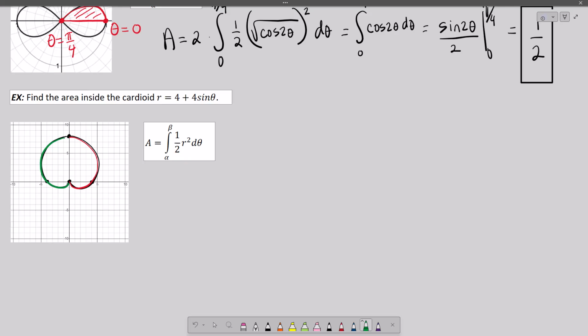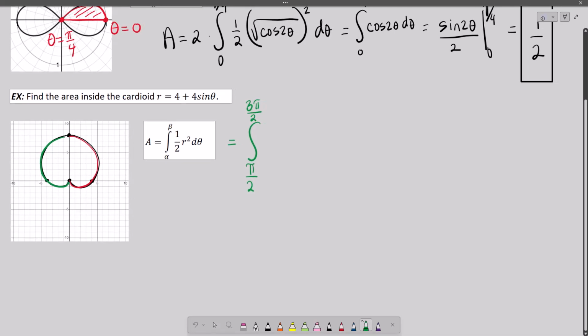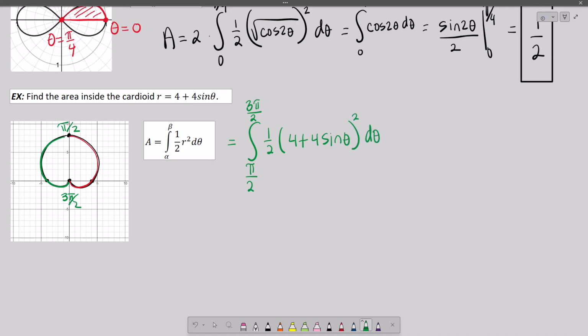So if we go green, we are going to integrate from pi over 2 to 3 pi over 2. And we saw pi over 2 did put us up here at the top, and 3 pi over 2 did put us down here. So we're using the right angles. And then it's just 1/2 r squared. So we take our polar curve, square it, and we're going to integrate that.